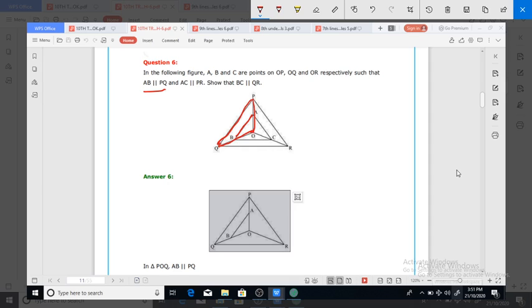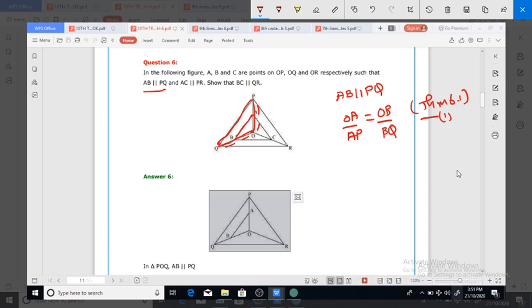Okay. So next, proportional. AB is parallel to PQ. It means OA divided by AP is equal to OB divided by BQ. This is one, theorem 6.1.